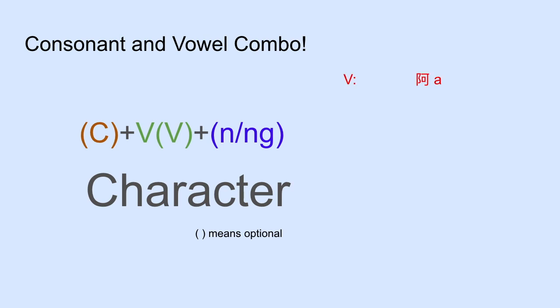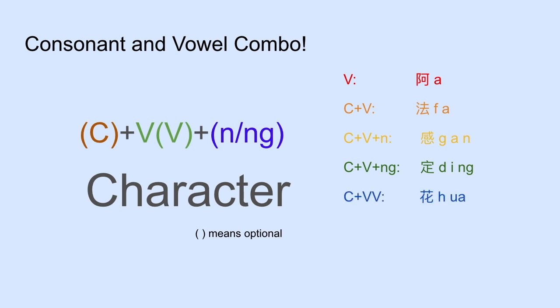So here are the combinations that are possible in Chinese. Just a vowel, for example, this character. A consonant plus a vowel, fa. A consonant plus a vowel and an n, gan. A consonant plus a vowel and an ng, ding. A consonant plus two vowels, hua. A consonant plus two vowels plus ng, 熊. And a consonant plus two vowels plus n, like 钱. So you can see there are a lot of legal combinations we can find in Chinese syllables.